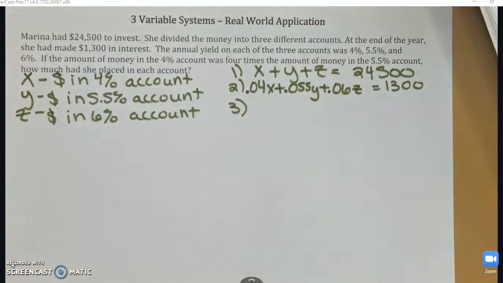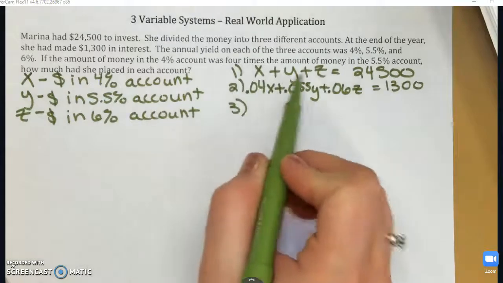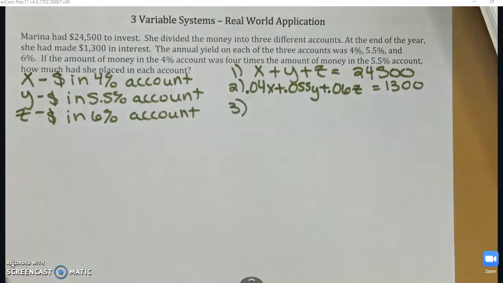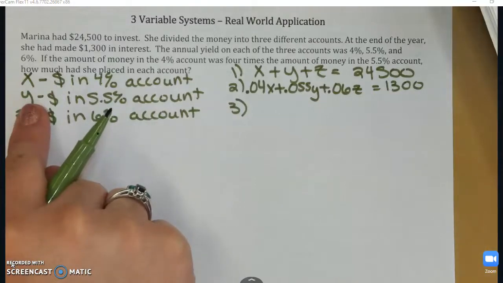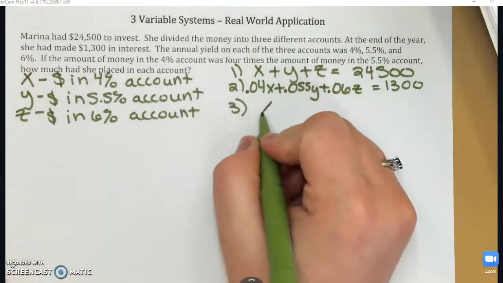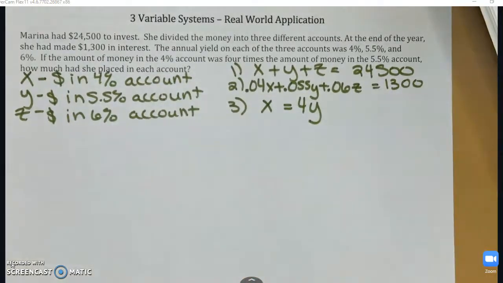My third equation is going to come from if the amount of money in the 4% account is 4 times the amount in the 5.5% account. Well, X is the amount in the 4% and Y is the amount in the 5.5%. So that means that X is going to be equal to 4 times Y. Okay. I've got my three equations, I've defined my variables.